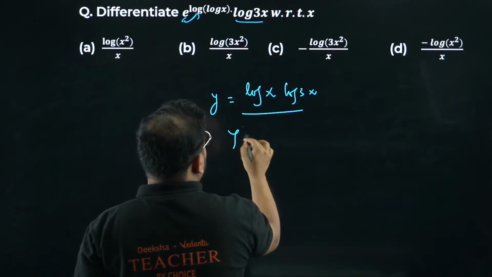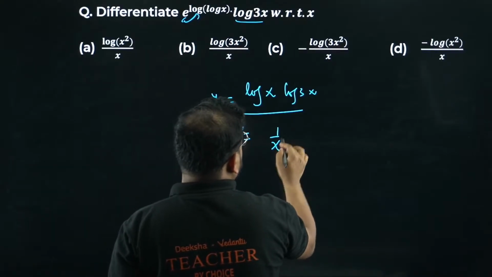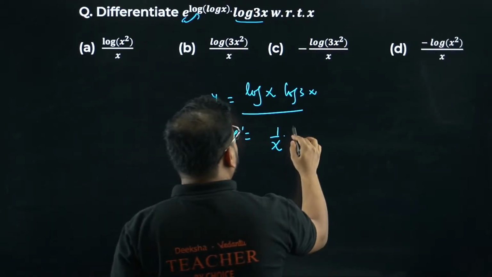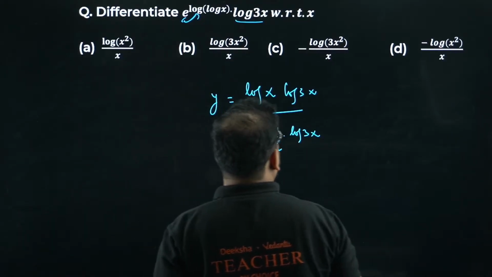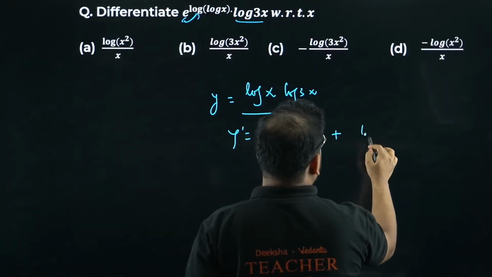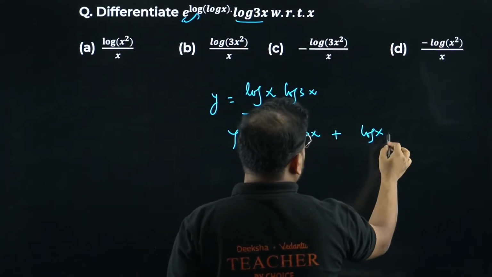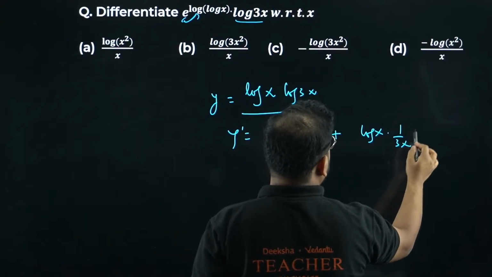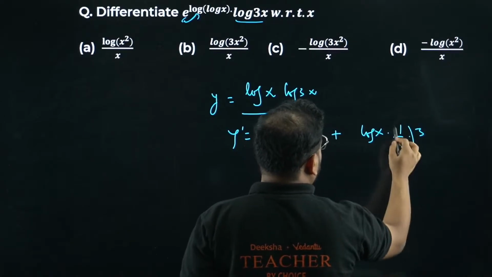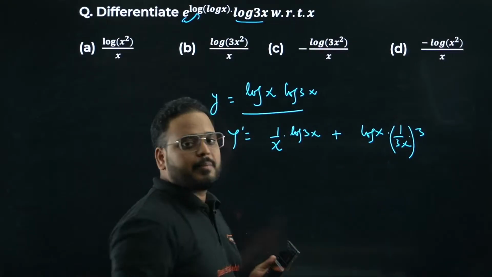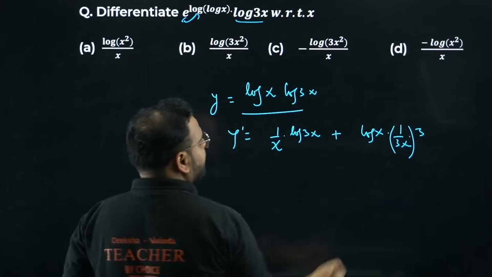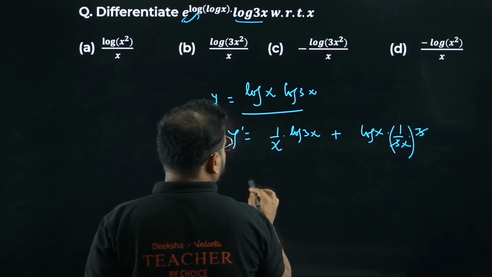Yes. We'll write this as function y. Differentiate. We'll have y dash as 1 by x keeping log 3x as it is. Now plus sign, keep log x as it is this time, and I'll have 1 by 3x into 3, because the derivative of log 3x is 1 by 3x, and you have to apply the chain rule, so it will become 3. 3 and 3 are cancelled. We are getting x in the denominator.